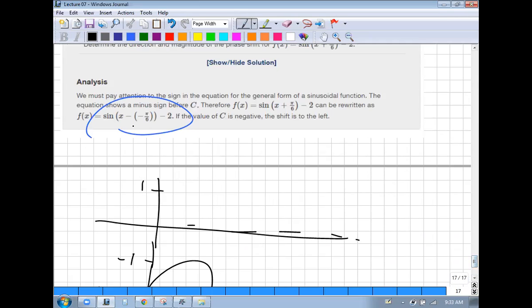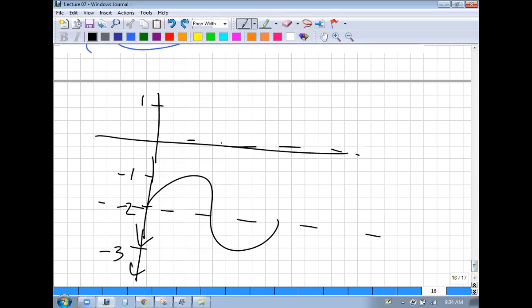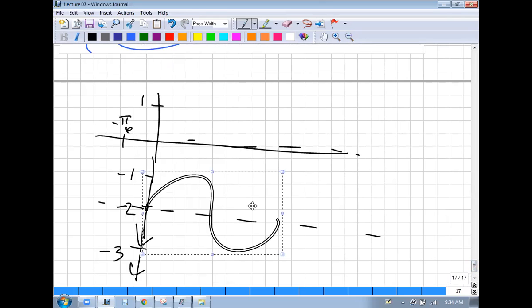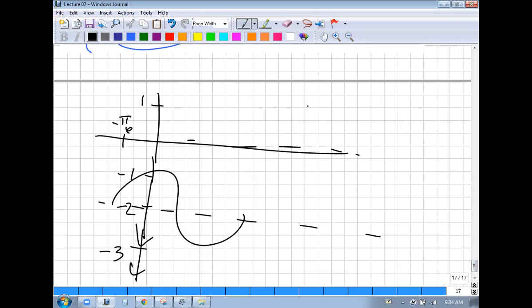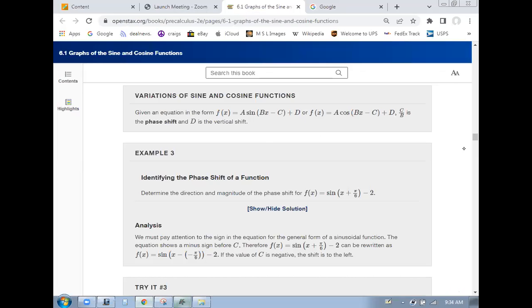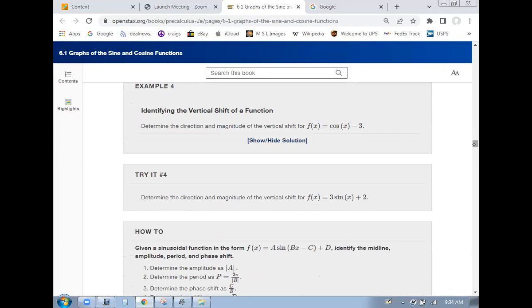And let's see, there's a shift to the left by pi over 6. So this pi over 6 thing needs to go this way a little bit. Boom. Cosine, just draw your cosine, move it down 3. All right. 3 sine x, you move it up 2 and then stretch it by a factor of 3. So we can do that one.